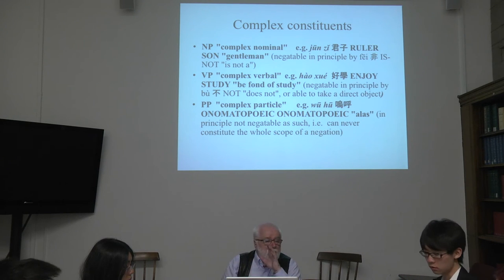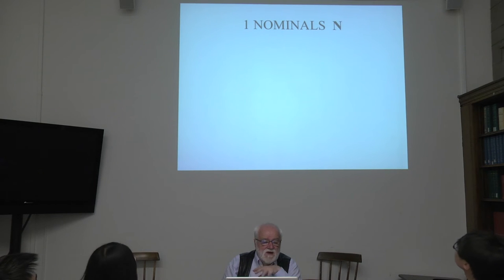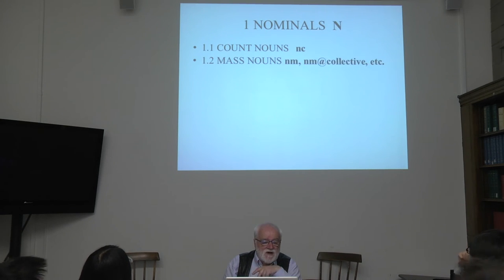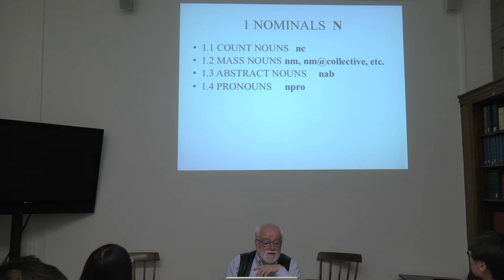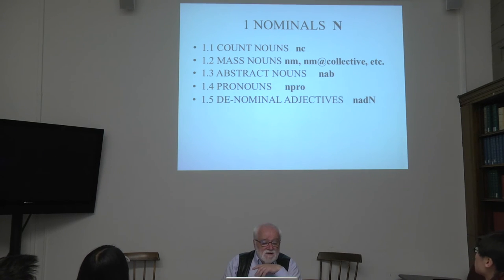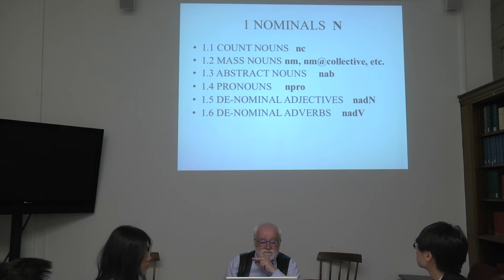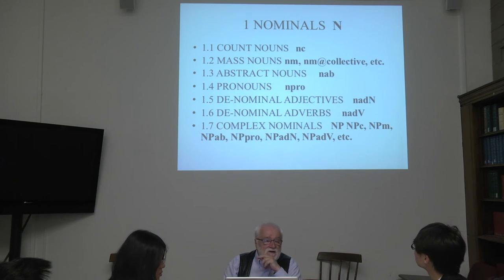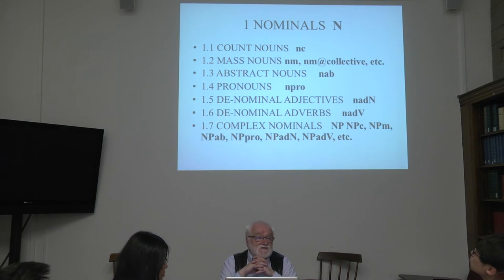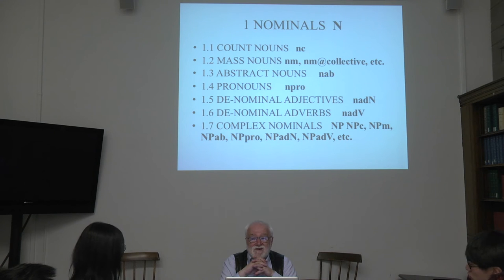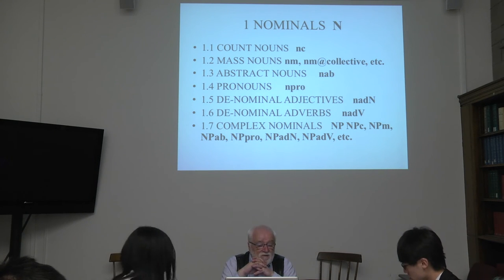Good. So now, what would the grammar look like? Here it is. We have the nominals, and among these, the count nouns, the mass nouns, the collective mass nouns, and so on, the collective nouns, the abstract nouns, the pronouns, the ad nominal nouns, the adverbial nouns, and the NPs of the same kinds of structures. So this is the basic bestiary of nominal things, right?